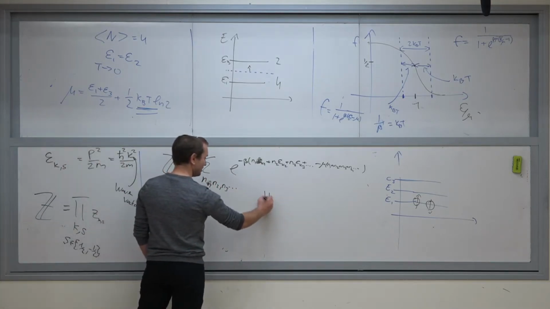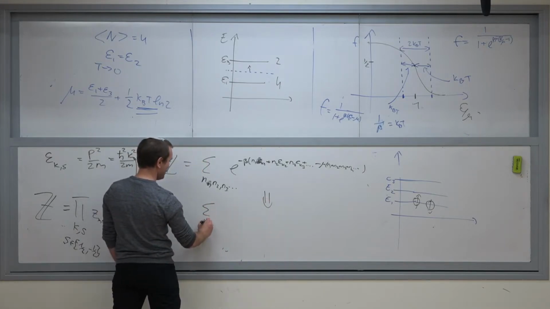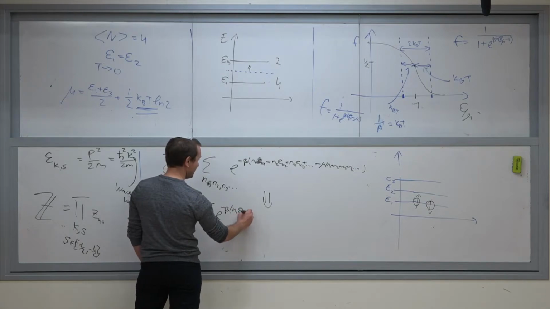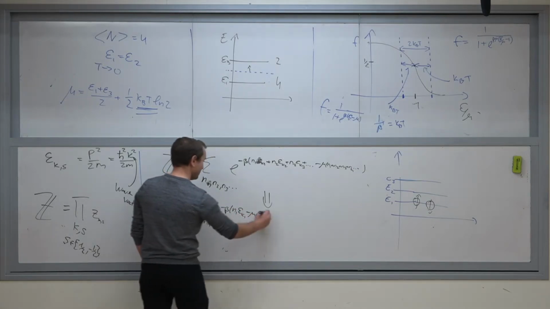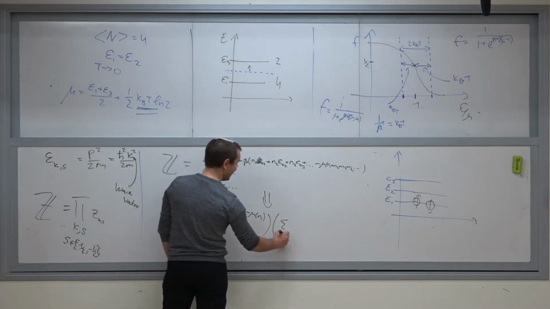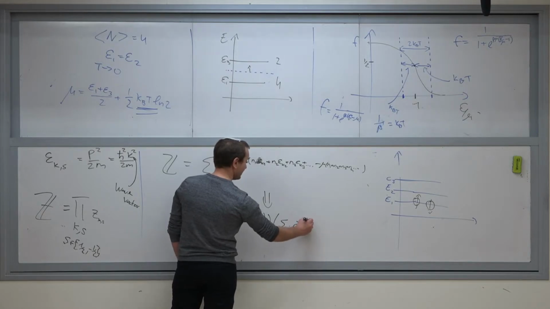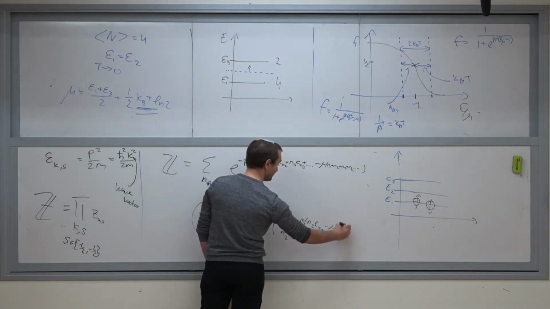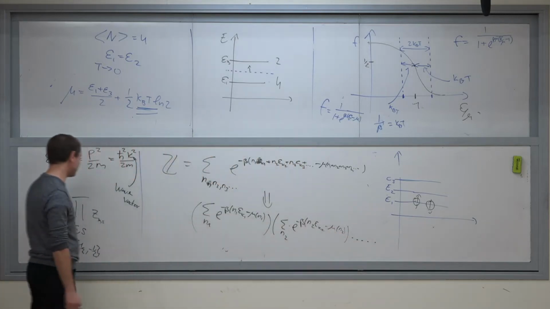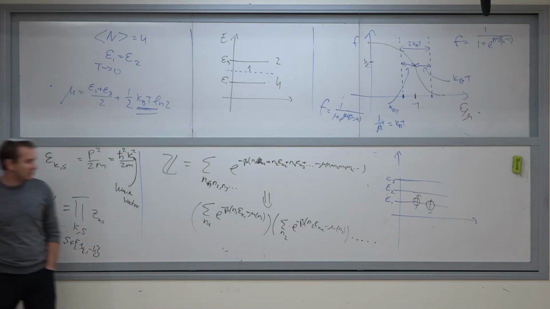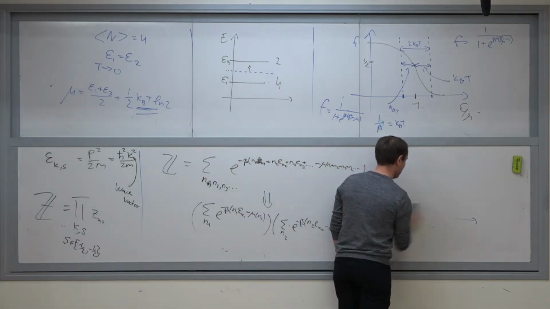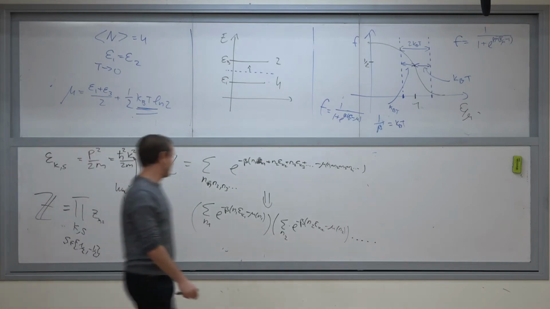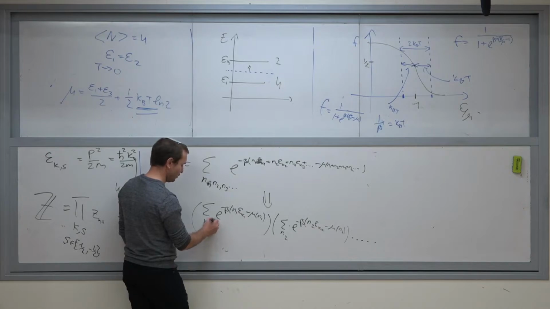And what we have done, exactly on the same model, we just said it's a sum over n1 multiplied by e to the power minus beta n1 epsilon k1 minus mu n1, multiplied by a sum over n2 of e to the power minus beta n2 epsilon k2 minus mu n2, etc. Now each of those guys is behaving very simply, because n1 goes from 0 to 1.